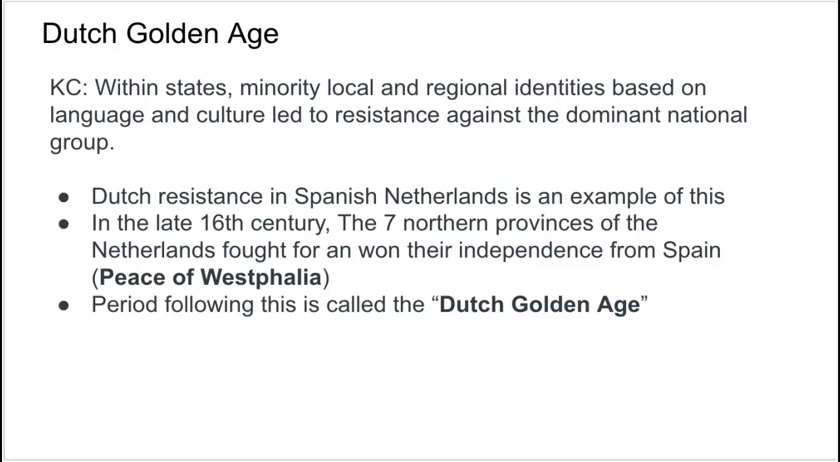One is that within states, minority, local, and regional identities based on language and culture led to resistance against the dominant national group. So if we think back to this Peace of Westphalia, which ended the 30 Years' War, Dutch resistance in the Spanish Netherlands, okay, is an example of this. And this is going to lead to the Dutch Golden Age. By the late 16th century, the 7 northern provinces of the Netherlands had fought and won for their independence from Spain, which they earned in the Peace of Westphalia. And this begins the Dutch Golden Age.